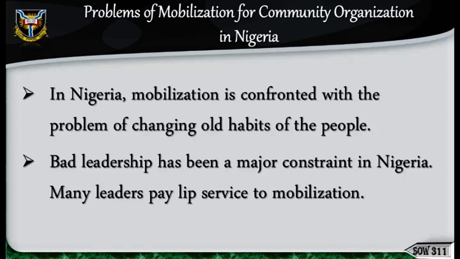Bad leadership has been a major constraint in Nigeria. Many leaders pay lip service to mobilization. If leaders reject mobilization, it is difficult to persuade the followers to accept it because leadership dictates followership. One of the problems associated with the failure of the Agency for Mass Mobilization for Economic Recovery, MAMSER, was the attitude of the leaders to social mobilization programs.